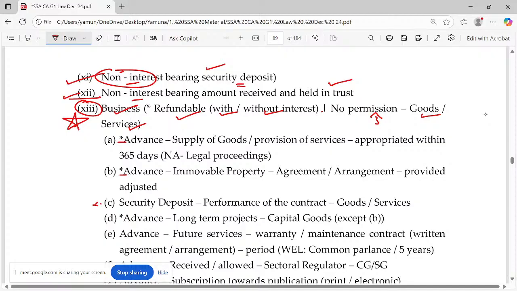Just think in this angle. You're doing the business and you have taken an advance. Advance for what? Why do you take an advance in business? I'll supply the goods, or I will provide the service. If you have taken the advance, it is your business. You cannot prolong it. You have to appropriate within 365 days.